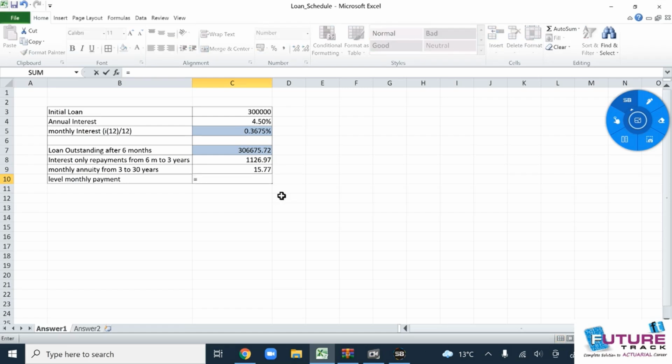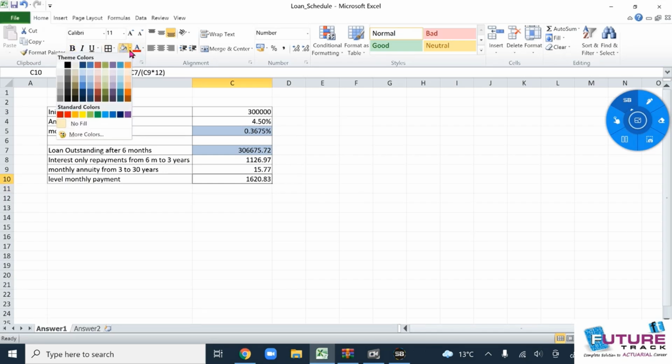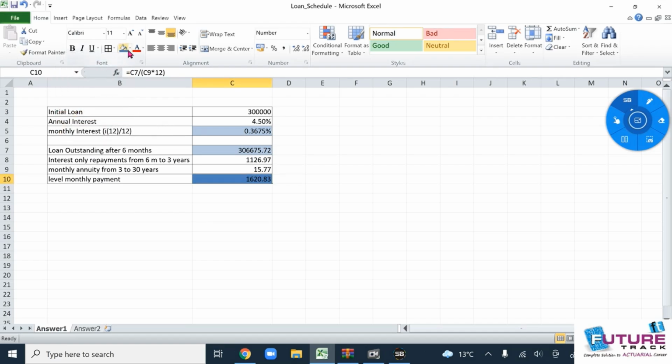Now class, to get the level monthly payment, what we have done is loan outstanding divided by the annuity, let me put the bracket, class, very important, into 12, right? Because these are 12 payments we are having, monthly payments. So class, this is my monthly installment which we have to pay. Fine, so class, this is the first part of the question, 8 marks.